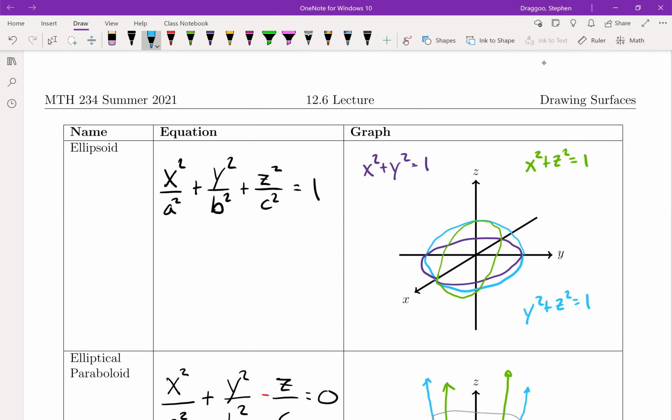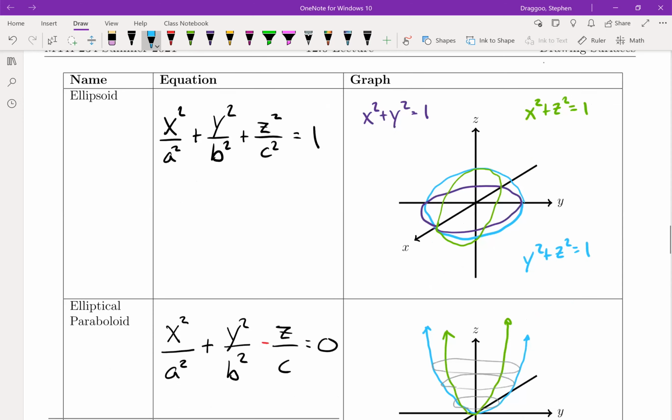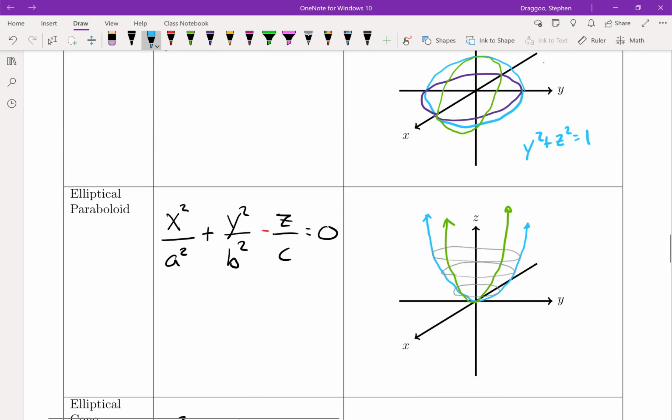Characteristics of an ellipsoid include 3 square terms, and all of those terms are positive. Let's compare that then to an elliptical paraboloid. So notice that paraboloid shows up, and the parabolic shape that we are used to is y equals x squared, which consists of 1 linear term and 1 square term.